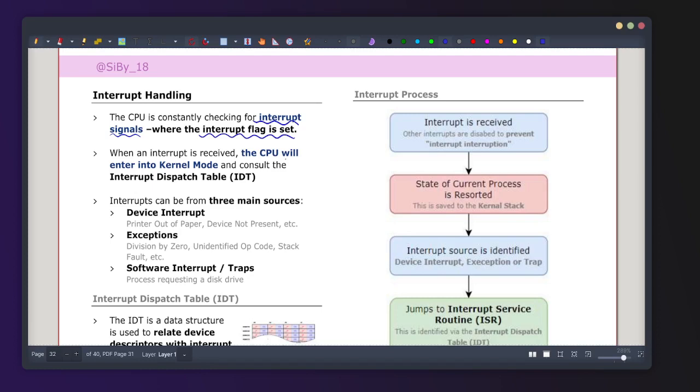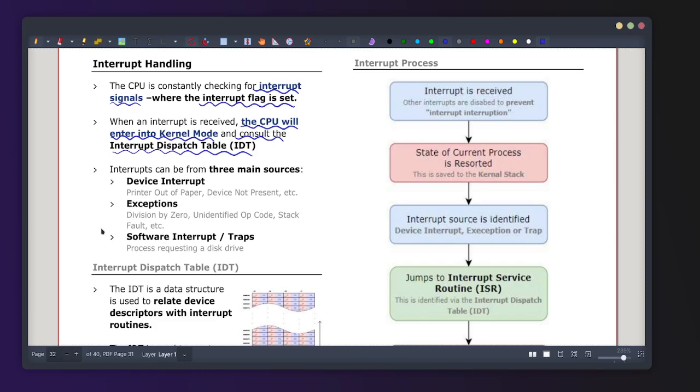When an interrupt is received, the CPU will enter into kernel mode. If you remember from the last discussion, this means that the CPU now has unrestricted access to the computer's resources. And as a result, once the interrupt is received, the CPU will consult something called the interrupt dispatch table. Now we'll understand what the dispatch table is soon. For now, we'll not worry about that right now.